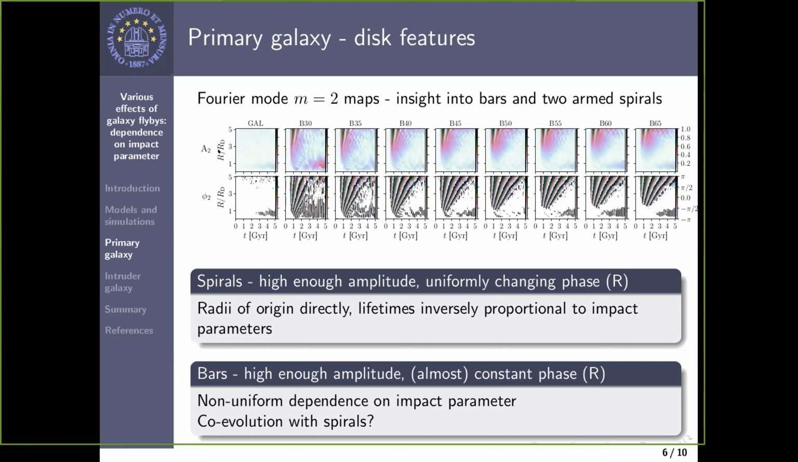The first map shows our primary galaxy in isolation. We can see that the primary galaxy forms a bar later on, quite weak, but still forms it, and it grows until the end of the simulation. So we need to take that into account.